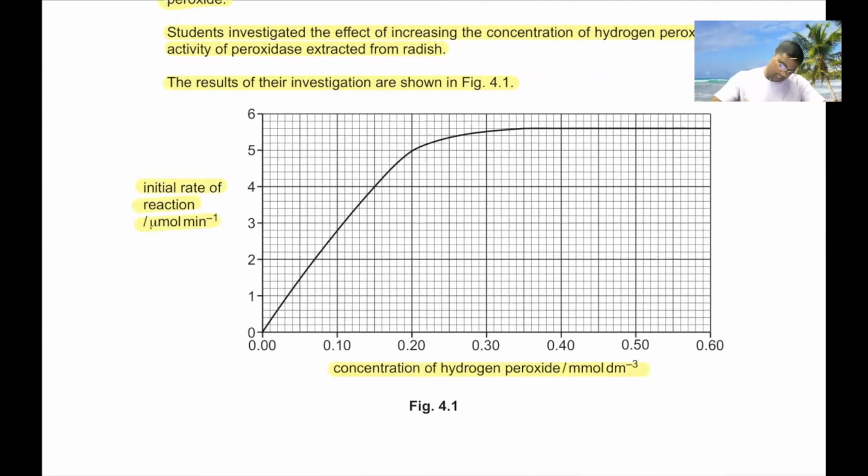We can see that the maximum initial rate of the reaction that we have reached is 5.6 micromole per minute, and this occurs at a concentration of 0.35 millimole per dm cube hydrogen peroxide. So up until that, hydrogen peroxide was the limiting factor.